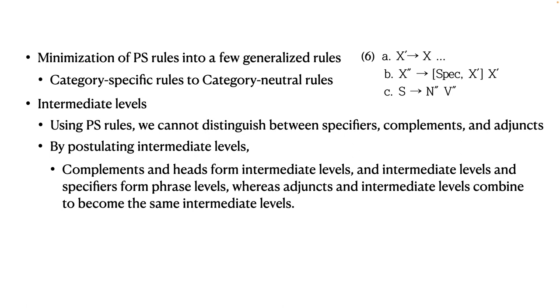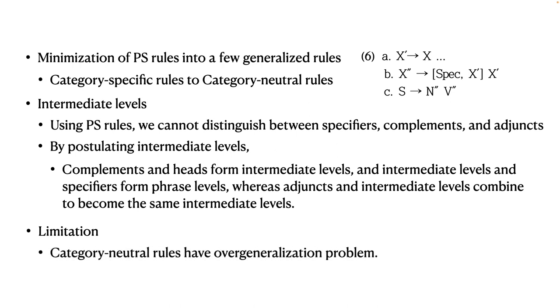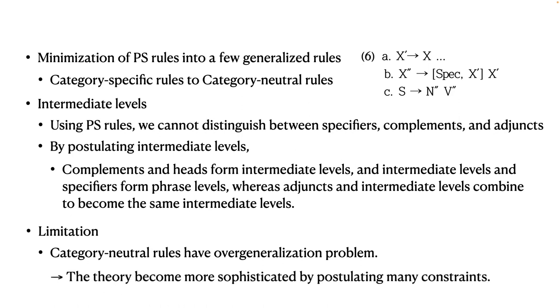Although more linguistic phenomena can be explained through this generalization, all generalizations inevitably have an overgeneralization problem. For example, since the X-bar theory consists of category-neutral rules, it can even produce rules that produce ungrammatical sentences, such as VP, 2A, and FP. Therefore, after Chomsky, many researchers tried to solve this problem through several constraints, and as a result, the theory became more sophisticated.